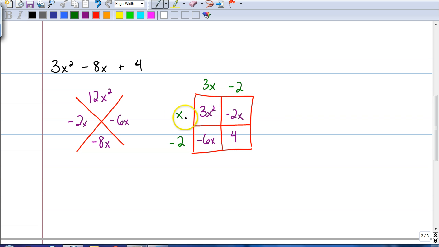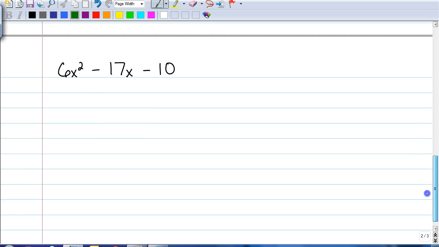X times x is 3x squared. X times negative 2 is negative 2x. Negative 2 times 3x is negative 6x. Negative 2 times negative 2 is a positive 4. So our answer would be x minus 2 times 3x minus 2. Why don't you guys try this last one on your own?